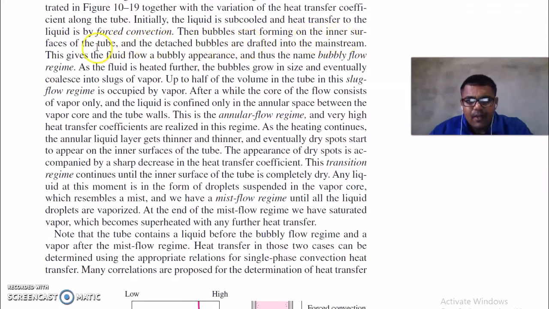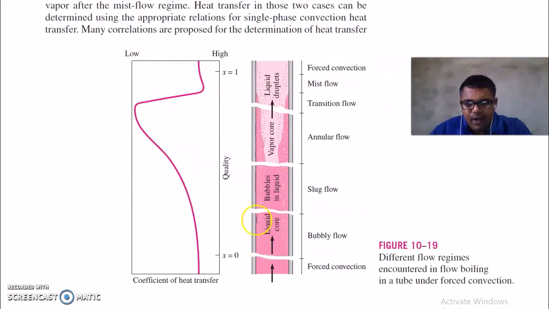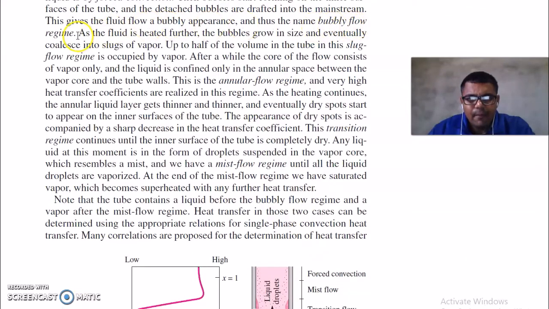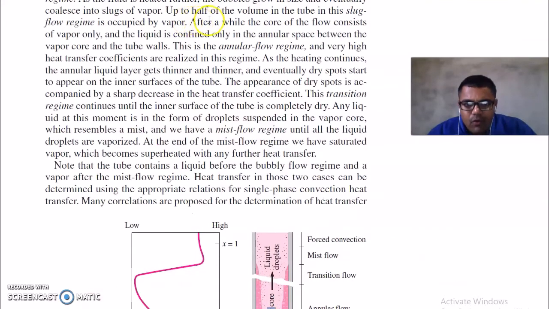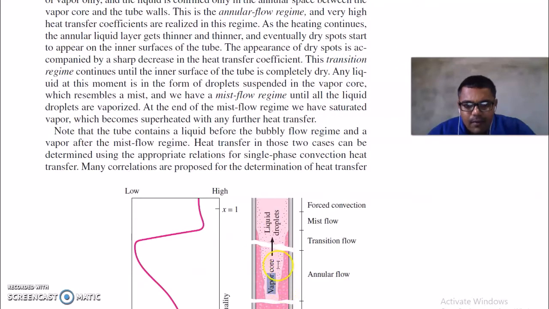Then bubbles start forming on the inner surface of the tube, and detached bubbles are drafted into the main stream. So at the surface bubbles start to form, and they will detach and come into the main stream, meaning at the center of the tube. This regime is called the bubbly flow regime. As the fluid is heated further, the bubbles grow in size and eventually collapse into slugs of vapor. Up to half of the volume of the tube in the slug flow regime is occupied by vapor.